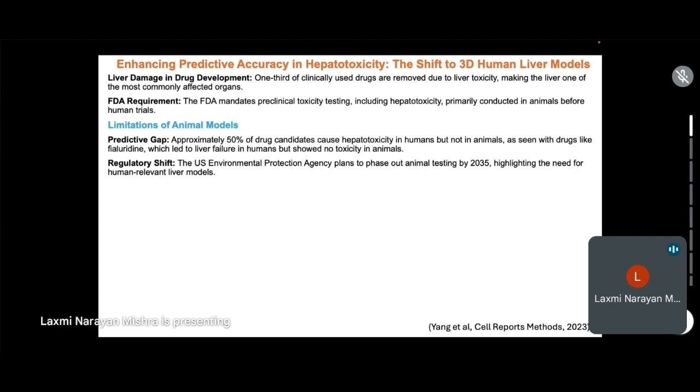Can we keep on sacrificing animals for our use? We cannot. The FDA, the US government actually, is limiting the use of animals, and they have said that by 2035 they plan to phase out animal testing. So where is the predictive gap?